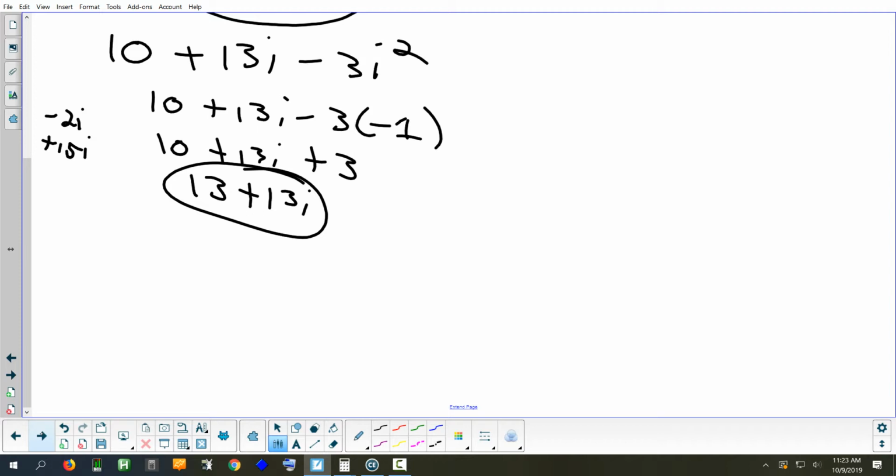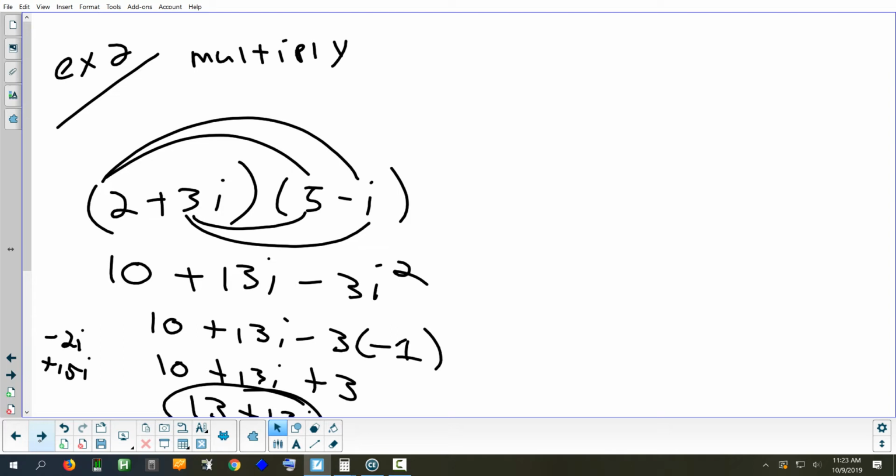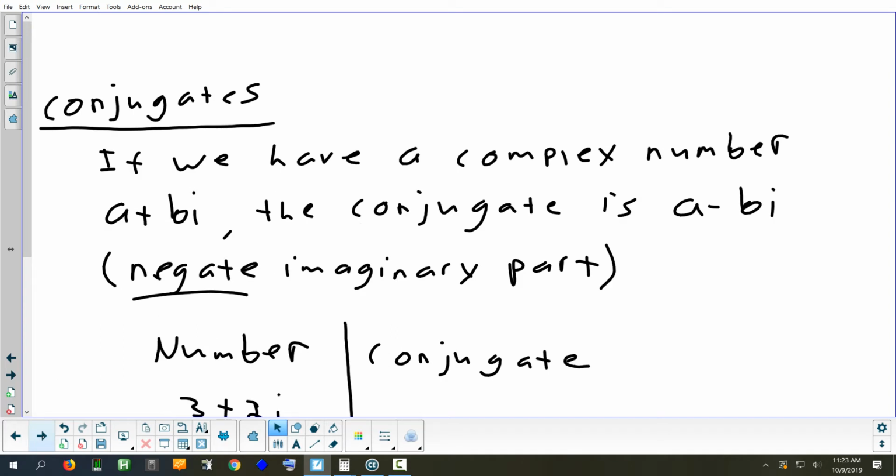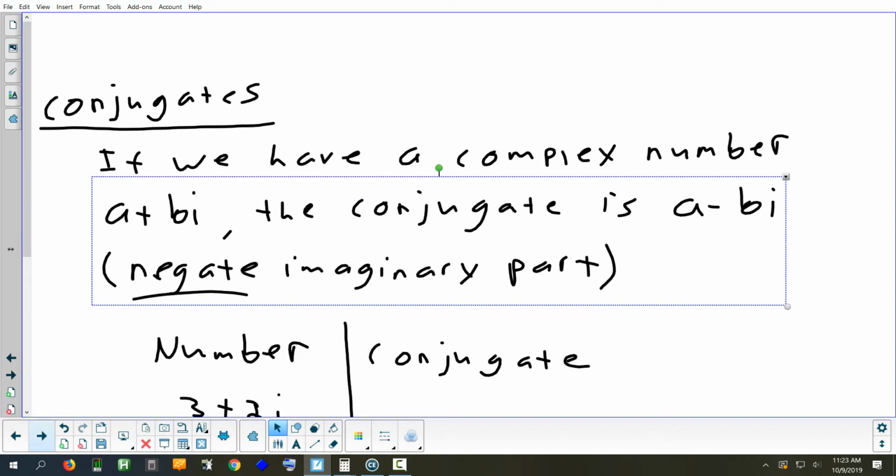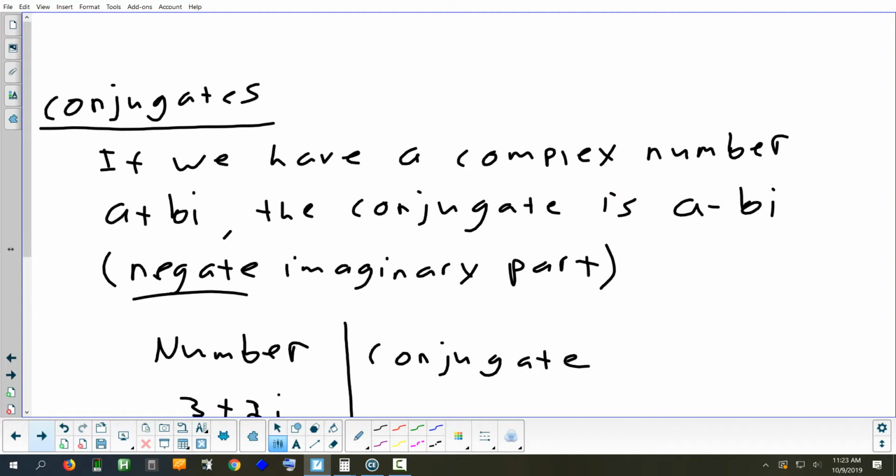So if I had 3 plus 2i, what would be the conjugate of 3 plus 2i? 3 minus 2i. If I had 4 minus 5i, what's the conjugate there? 4 plus 5i. How about 3i? Yep, negative 3i. And 6. Just 6. And if you're like, well, what?